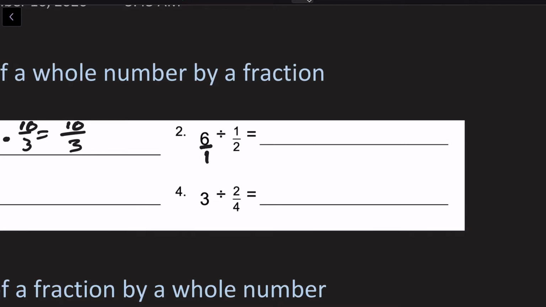Now we rewrite this. 6 over 1 multiplied by the reciprocal of the second fraction. So we flip it, 2 over 1. And 6 times 2 is 12 over 1 times 1 is 1. So our final answer is going to be 12.